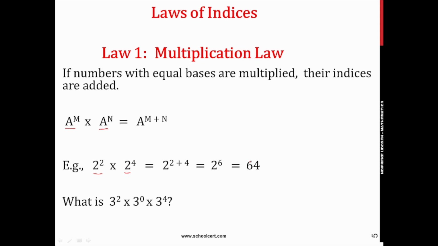So this is an example for you to try out now. What is 3 raised to power 2 times 3 raised to power 0 times 3 raised to power 4? This is simply written as 3 raised to the power of 2 plus 0 plus 4. If you add 2 plus 0 is 2, 2 plus 4 is 6. So we have 3 raised to power 6, and the answer is 720.